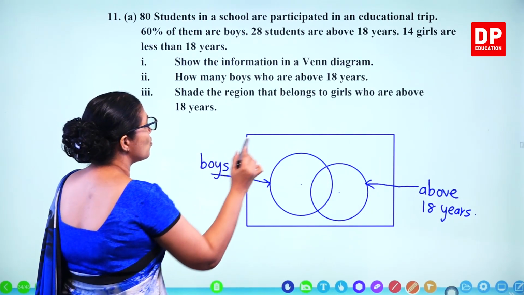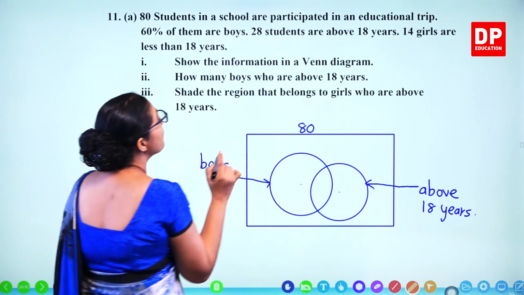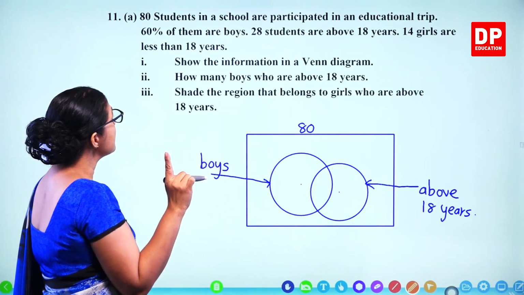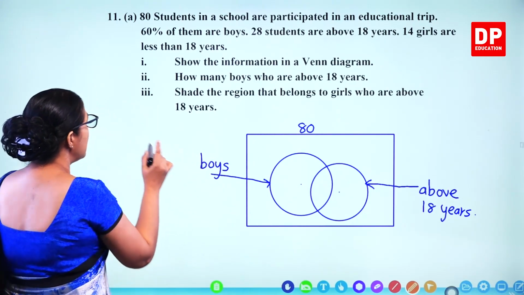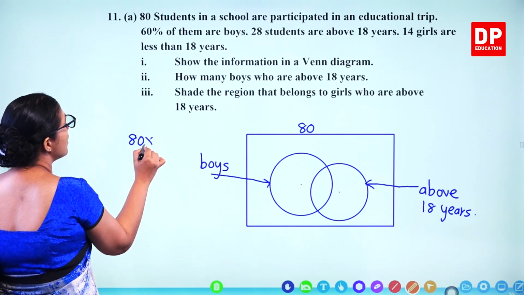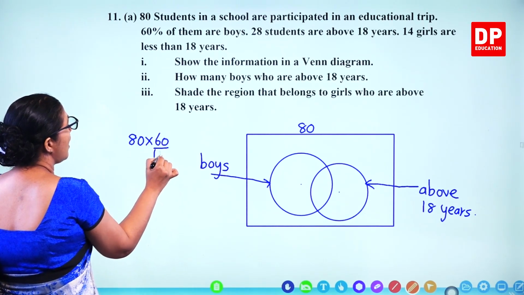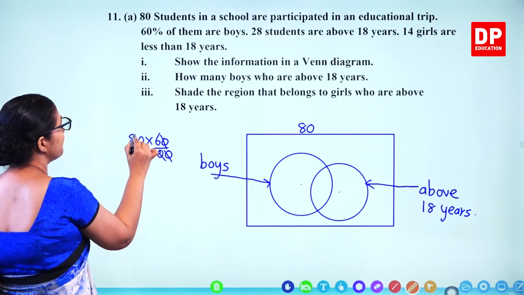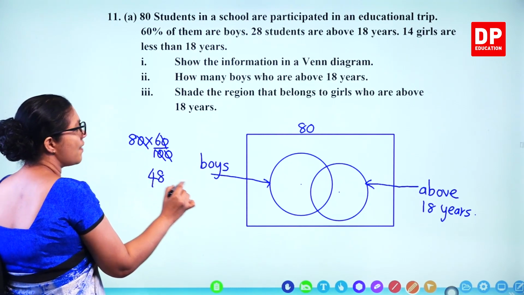80 students in the school, so 80 is here. And 60% of them are boys. 60% of 80, how many boys are there? 48 boys are there.